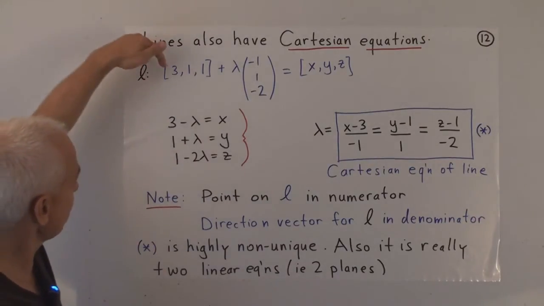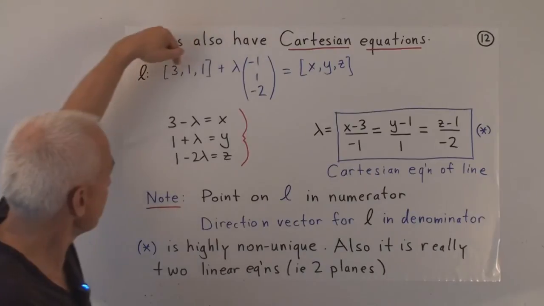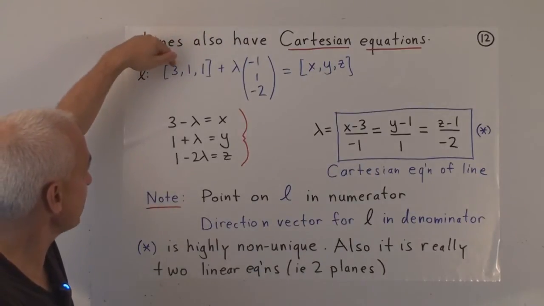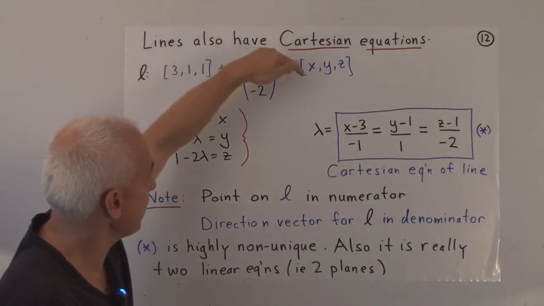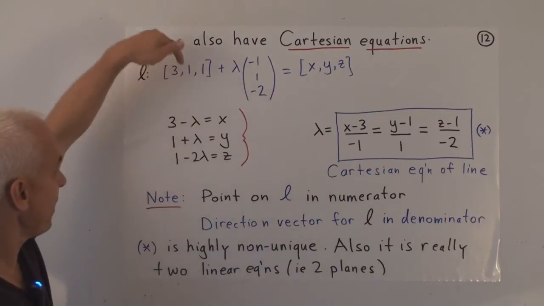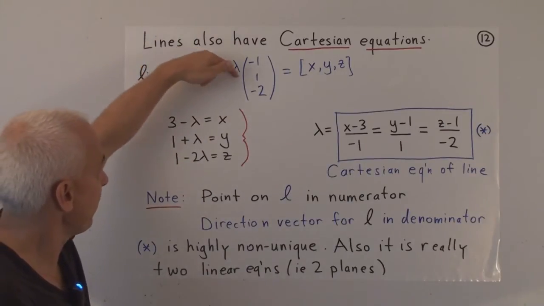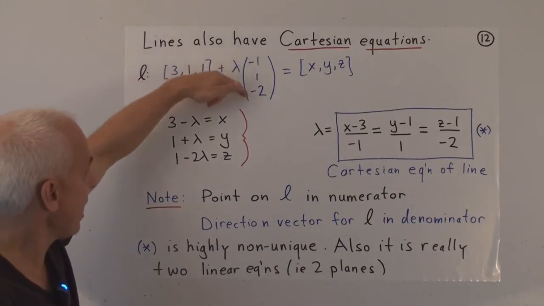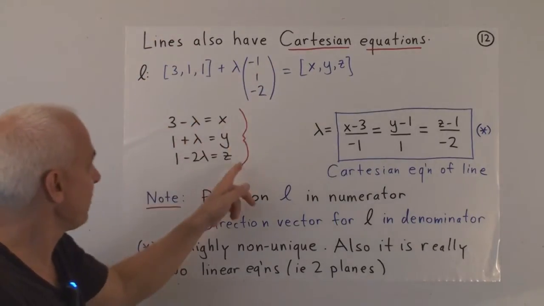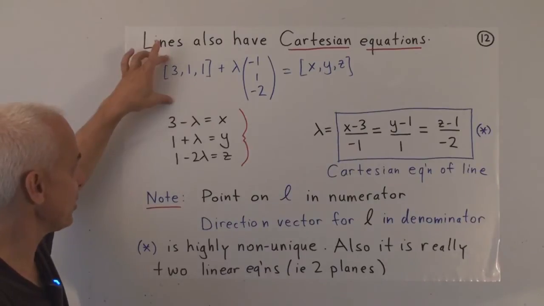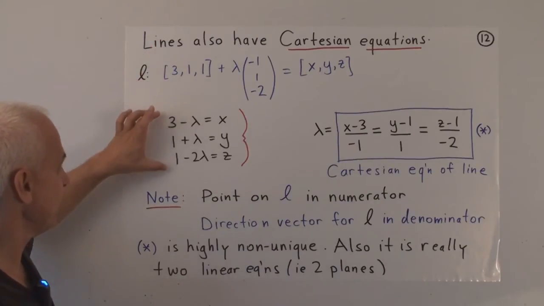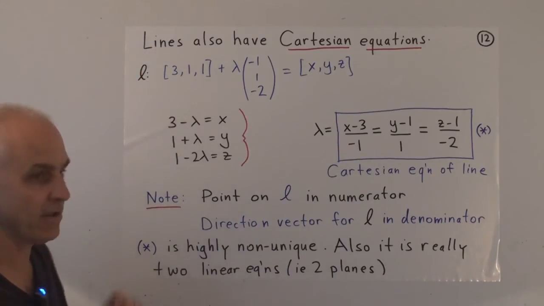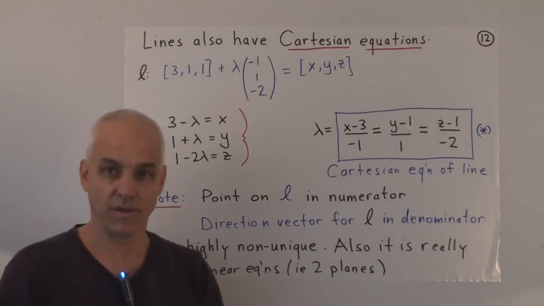So the first thing to do is to realize that there are really three equations here. There's one equation for the x coordinate, which is 3 minus lambda equals x. Then for the y coordinate, 1 plus lambda equals y. And 1 minus 2 lambda equals z. So this single equation involving vectors and points is equivalent to these three equations just involving the numbers.